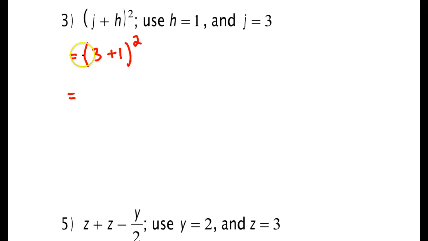Alright, parentheses. Remember we're doing GEMDAS. Let's do the grouping. So 3 plus 1 is 4. Bring down the squared. Alright, and remember exponents. What does an exponent mean? Yeah, so it means 4 times 4, this many times. So 1, 2 times. 4 times 4. So that equals 16.